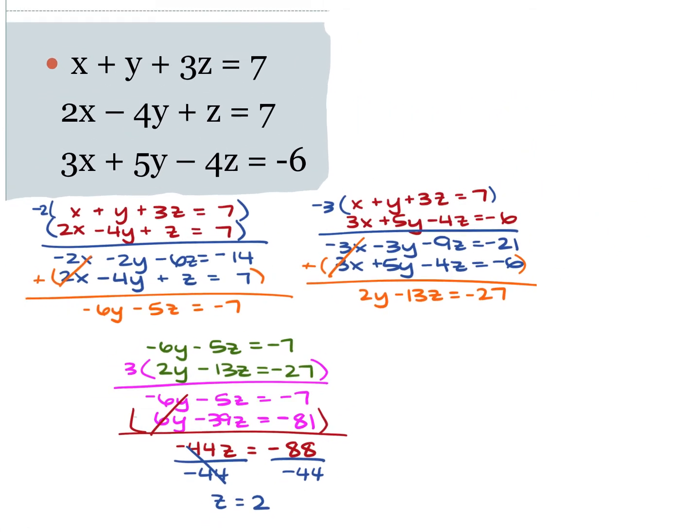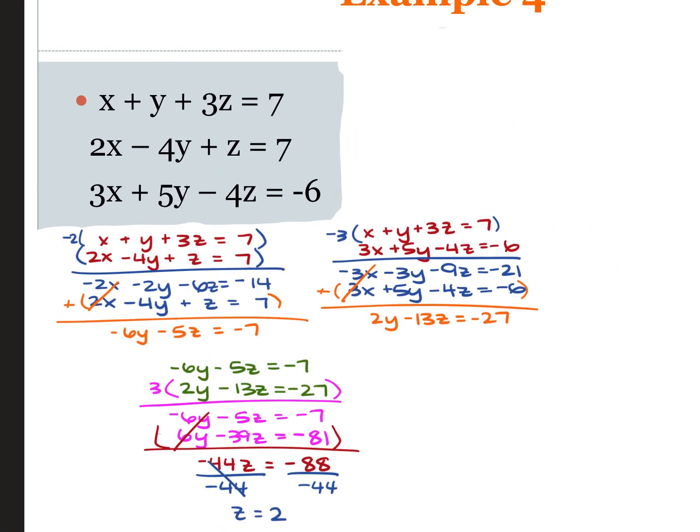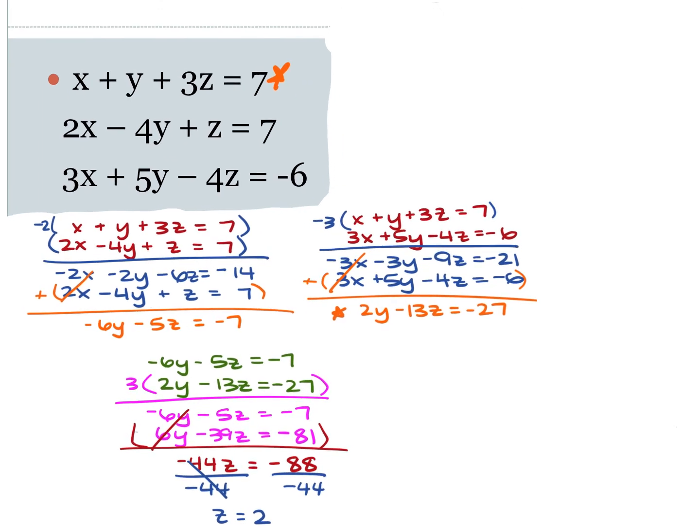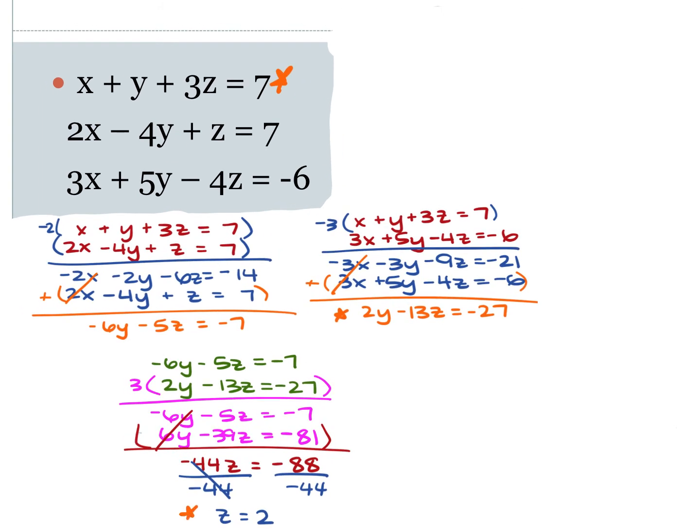So you're going to make a new system. We're going to use one of the originals. I'm going to use the top one. We're going to use one of the y and z equations. I'm going to use the 2y minus 13z is equal to negative 27. We're going to use that z is equal to 2. So we're going to just rewrite this as x plus y plus 3z is equal to 7, 2y minus 13z is equal to negative 27, and z is equal to 2.